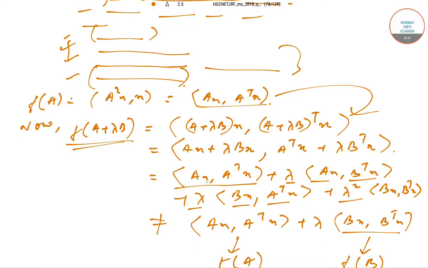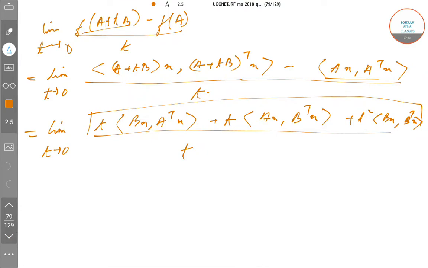If we subtract, this part over here is basically f of a. If we take this part over to the left side, f of a plus lambda b minus f of a will be equal to lambda into inner product ax comma b transpose x plus lambda into bx comma a transpose x plus lambda square into bx comma b transpose x. The only change in the part where we are checking for differentiability is that we put t in place of lambda. That is the only difference. So now let us shift back to this problem. From that very sequence we got this result.